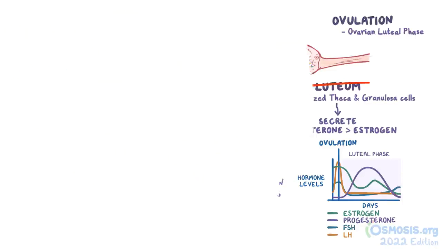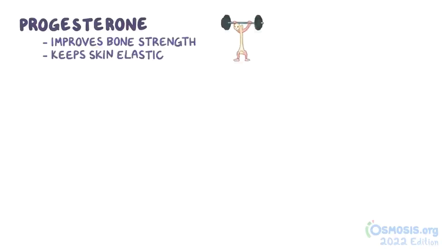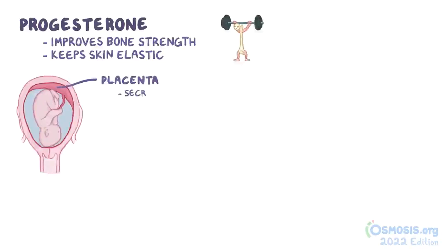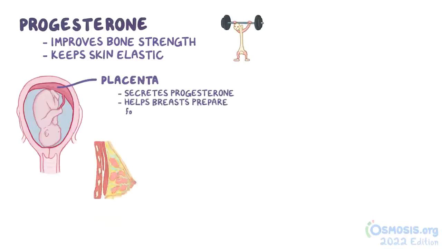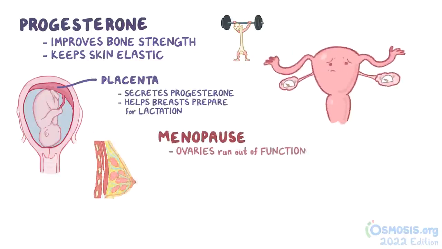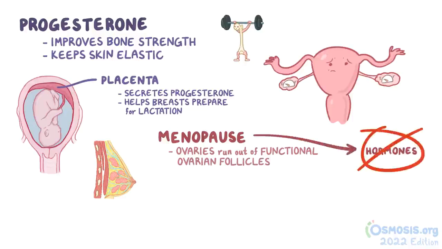Alright, apart from the female sex organs, progesterone also plays a role in bone strength, as well as keeping the skin elastic. Also, during pregnancy, the placenta takes over progesterone secretion, which is required to maintain the pregnancy, and also helps prepare the breasts for lactation after delivery. But after menopause, the ovaries run out of functional ovarian follicles, so there's no theca or granulosa cells to produce any more hormones, which accounts for many of the symptoms preceding menopause, like hot flashes, night sweats, vaginal atrophy, and osteoporosis.